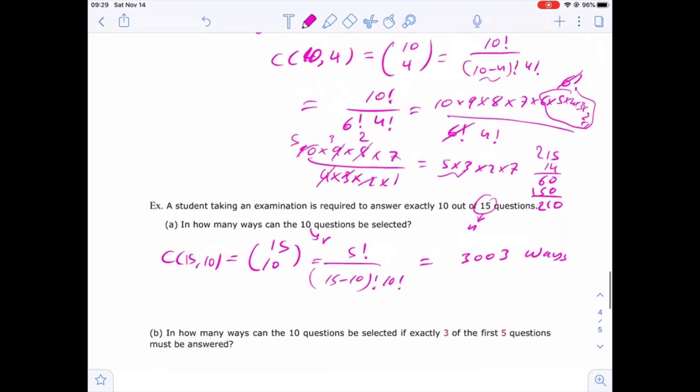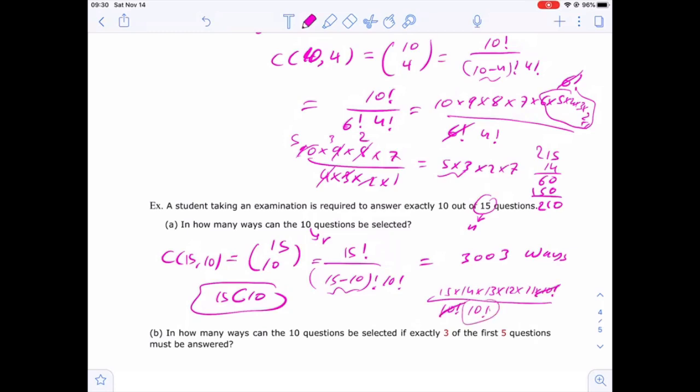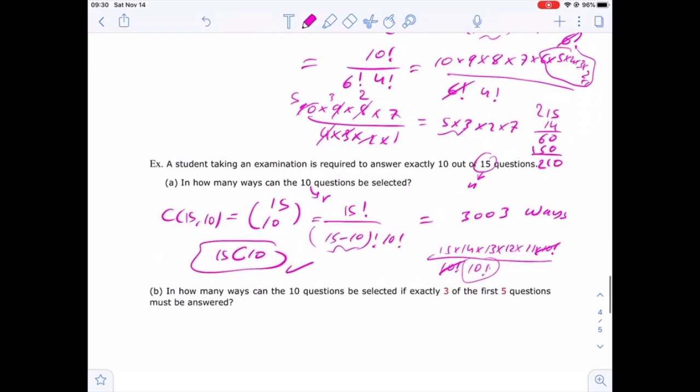As you can see, you can use the calculator, or you can do it by hand. Try to do it by hand. You have 15 times 14 times 13 times 12 times 11 times 10 factorial, and in the denominator we have 10 factorial times 10 factorial, and then you can simplify this, and you still need to simplify the denominator. To find 10 factorial you multiply 10 by all the numbers less than it, so I recommend you use a calculator in this case.